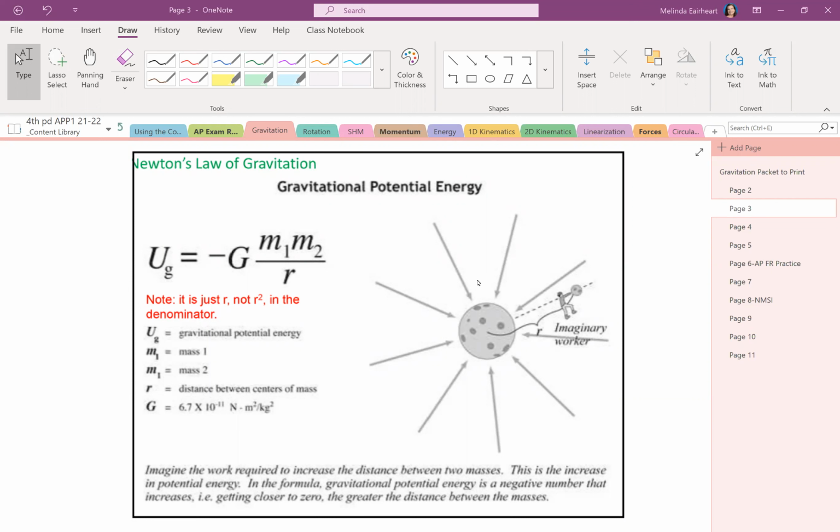Now take a look at our new equation. Wait a second, doesn't that look familiar? Isn't that the force equation? What's the difference? G M M over R, but R's not squared. So what happened here?